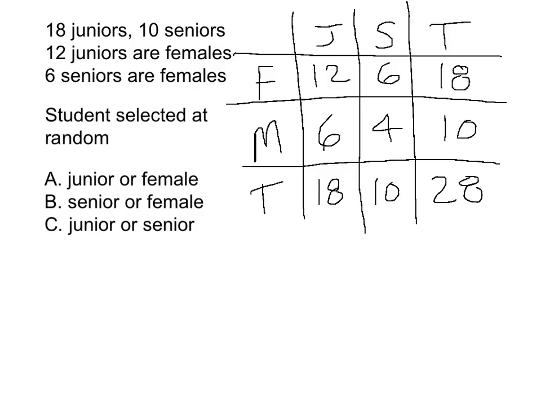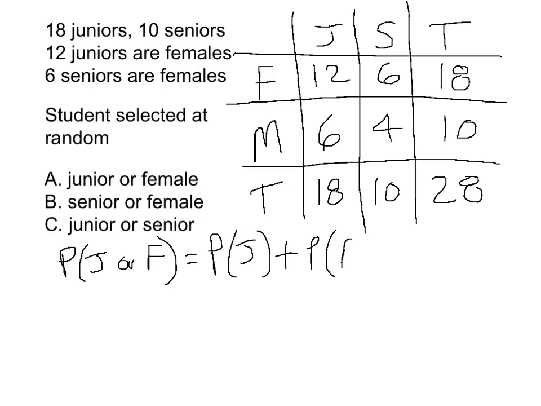Now, using the addition formula, we have the probability that we'd have a junior or a female would be the probability that we'd have a junior plus the probability that we'd have a female minus the probability that we have someone who has both attributes, female and junior.